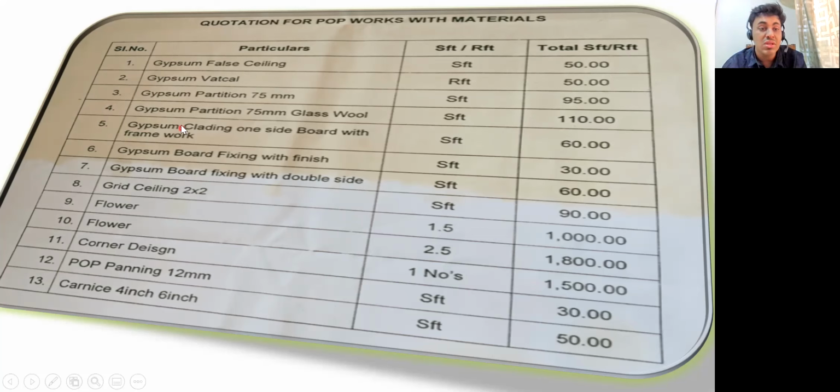So these are the various things they work out. And if you want to put a grid ceiling, especially in a commercial building, for every square foot they are going to charge you 90 rupees. So this is a quotation given by them, based on your requirement and based on the money that you have. We can try to work out on this.